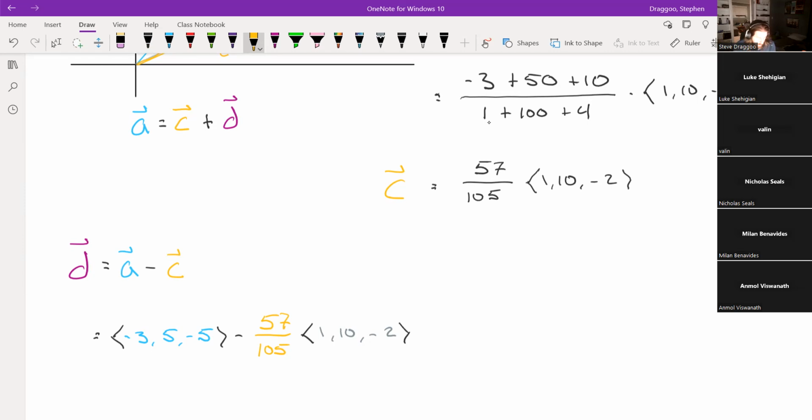Cool. And this is where I would leave things personally. Trying to multiply 57 over 105 into that vector is just going to make each individual number a lot messier. So I would leave it right here. And then maybe calculating one of those positions if I need to for a D2L answer.